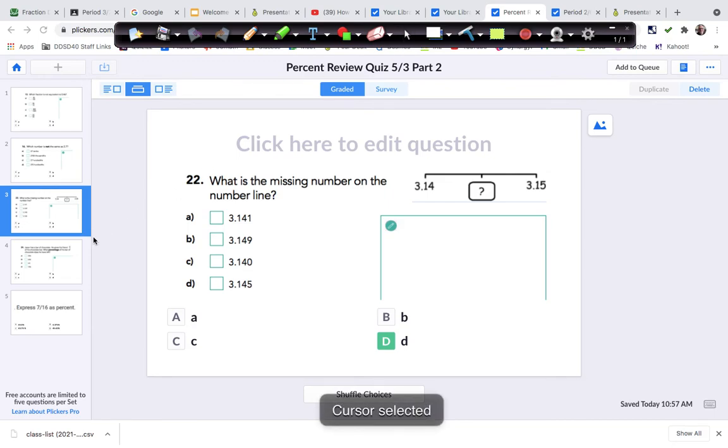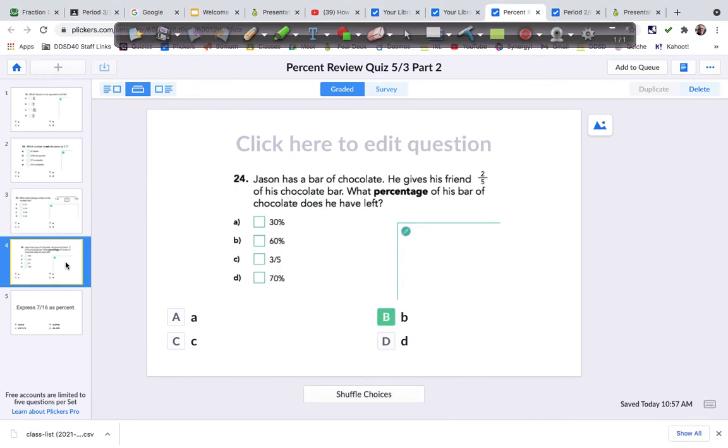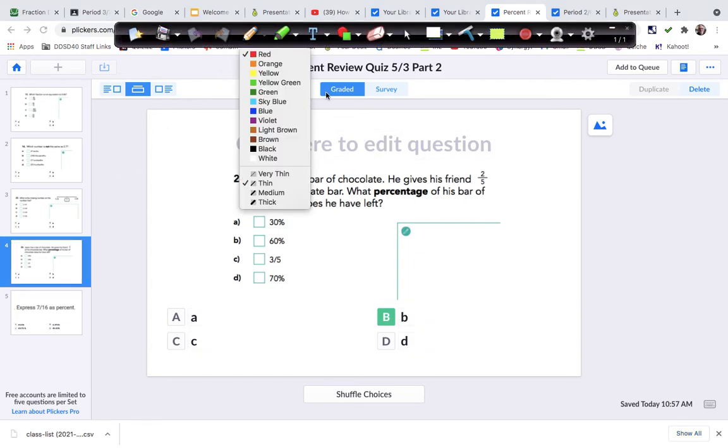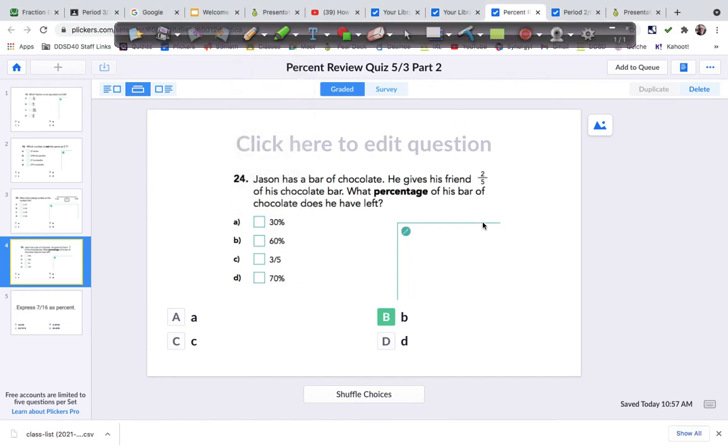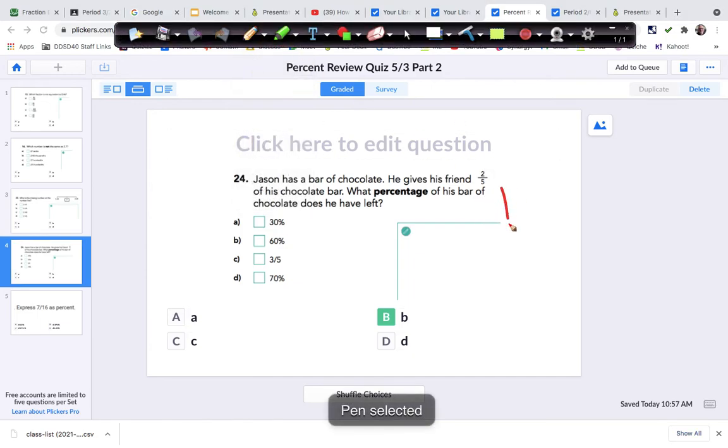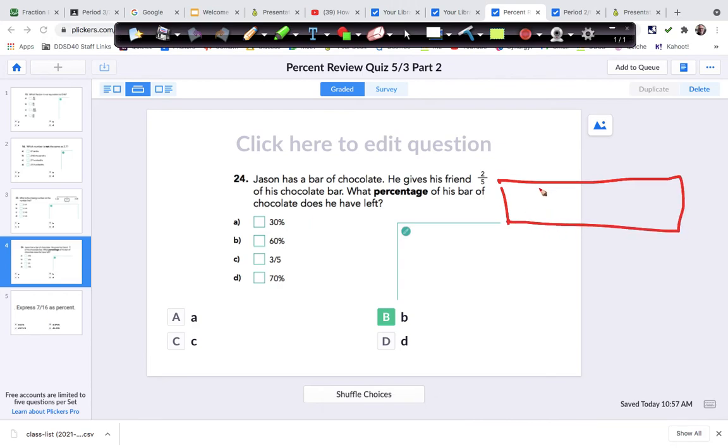Okay, 2 more. Jason has a bar of chocolate. He gives his friend 2/5 of his chocolate bar. What percentage of his bar of chocolate does he have left? And so he gives away, let's just draw a picture of his chocolate bar. Here's his chocolate bar. It has 5 parts, and he gives his friend 2 of those parts. So this is the part he has left. 3 out of 5.